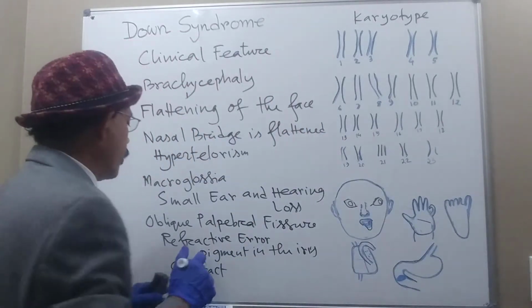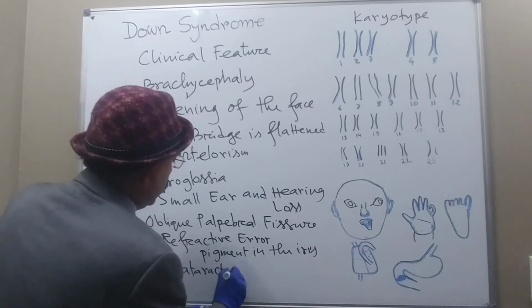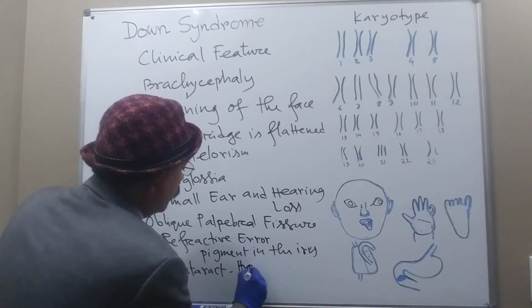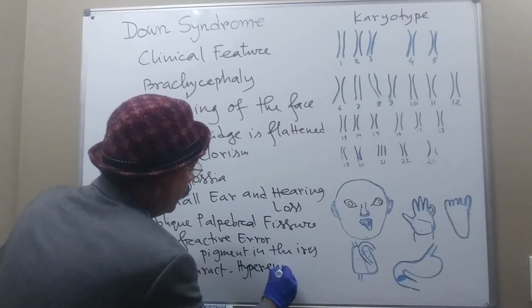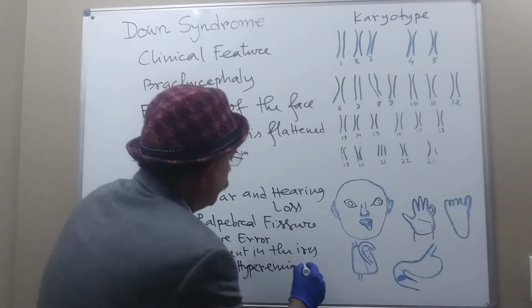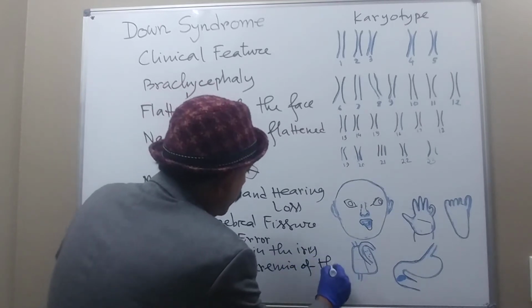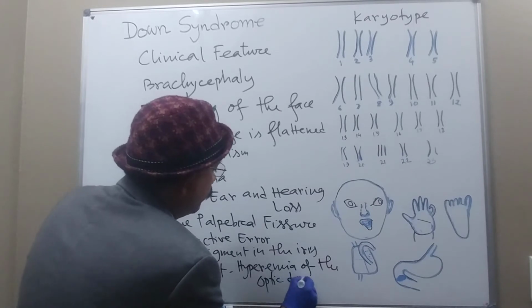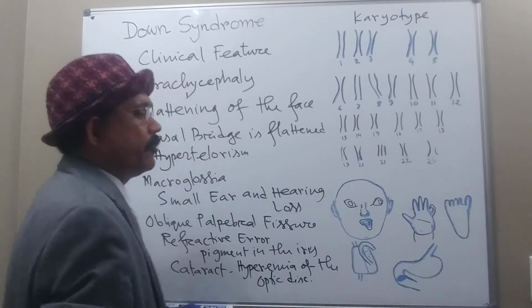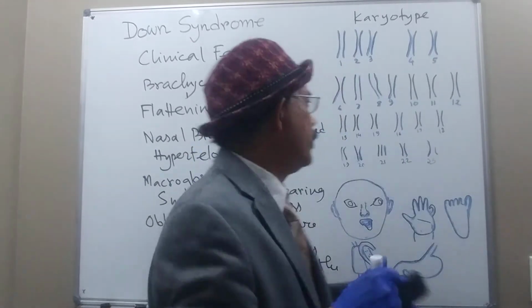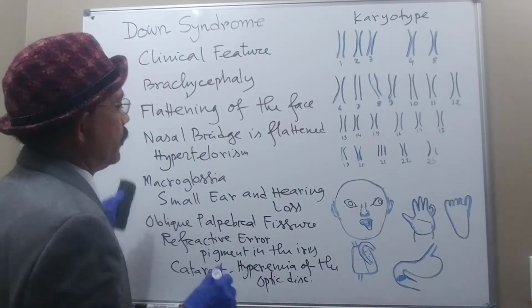So a lot of other problems like hyperemia of the optic disc. And there may be strabismus. So the eyeballs are not in alignment. We may get a lot of problems there.